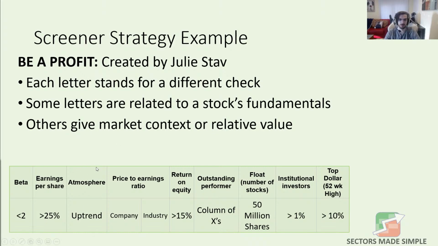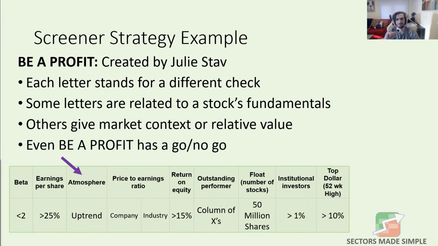Atmosphere: is the market price going up? Outstanding performer: is the price compared to the market, or compared to its sector, going up? Then top dollar: is the price within 10% of its highest year price? So we have here the marriage of fundamental and technical analysis in one strategy. But funny enough, even Be a Profit still has a kind of go, no go idea.